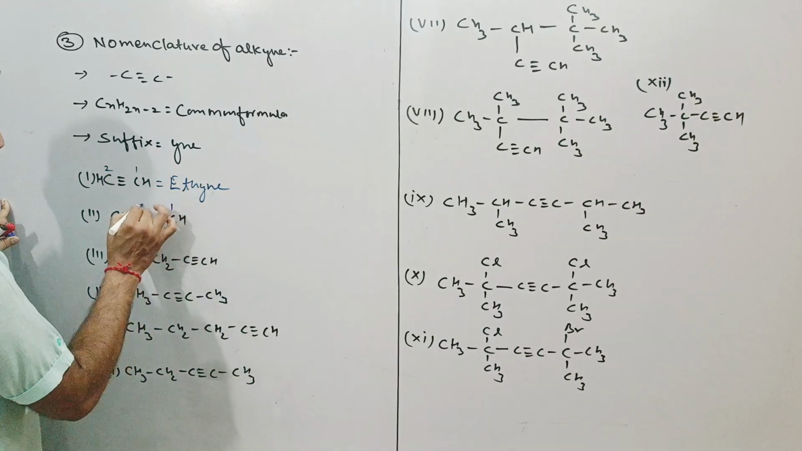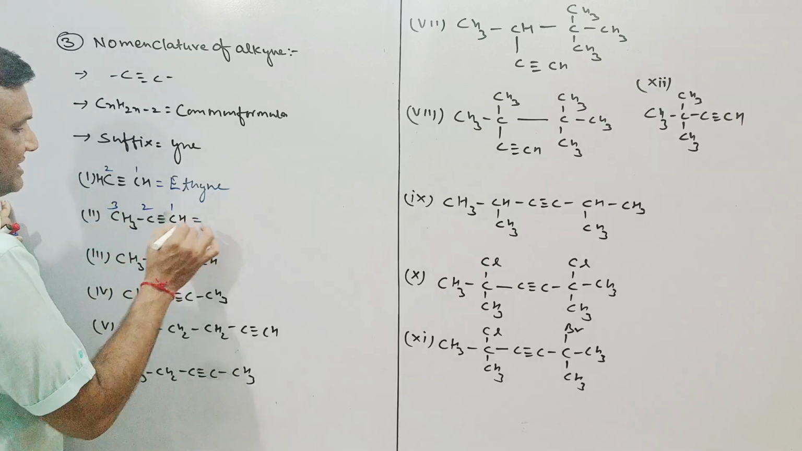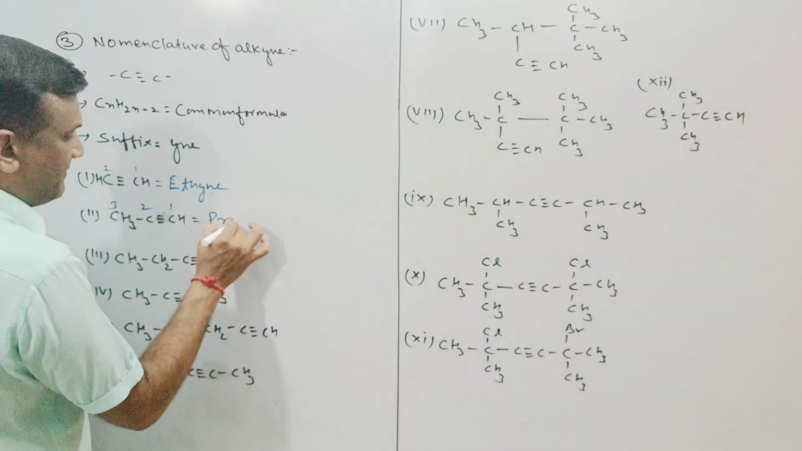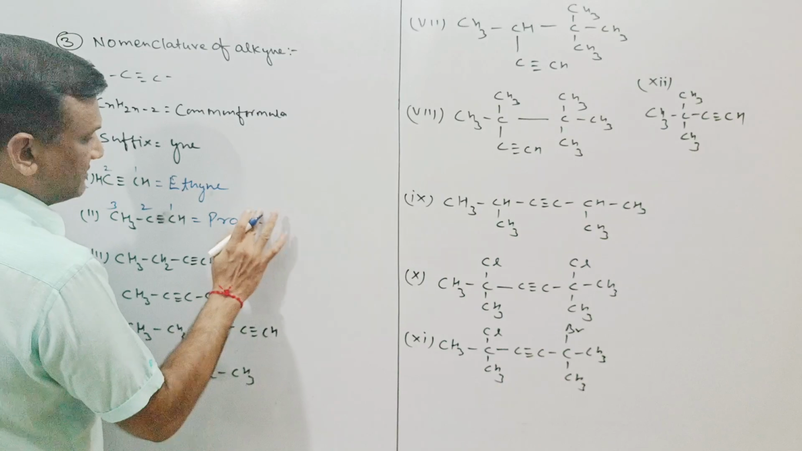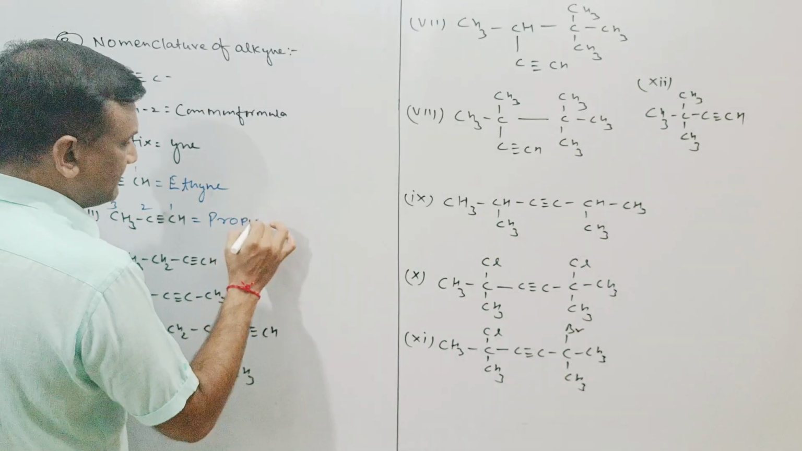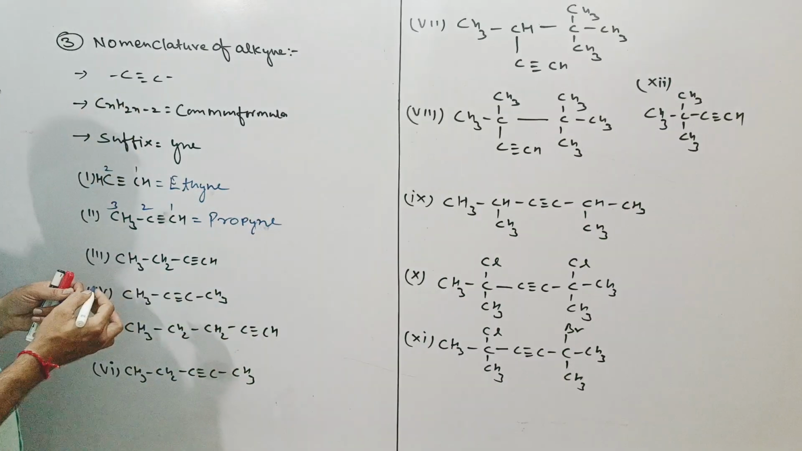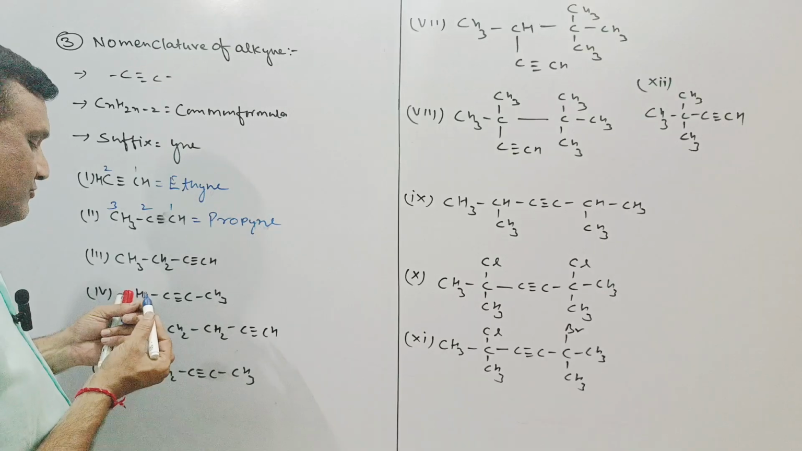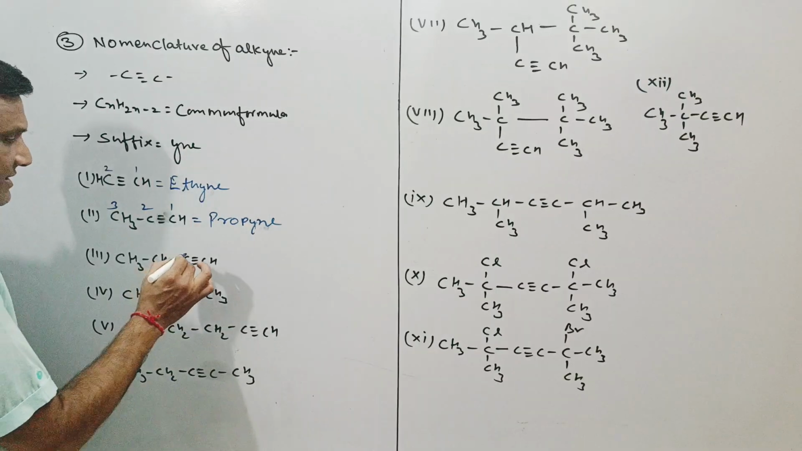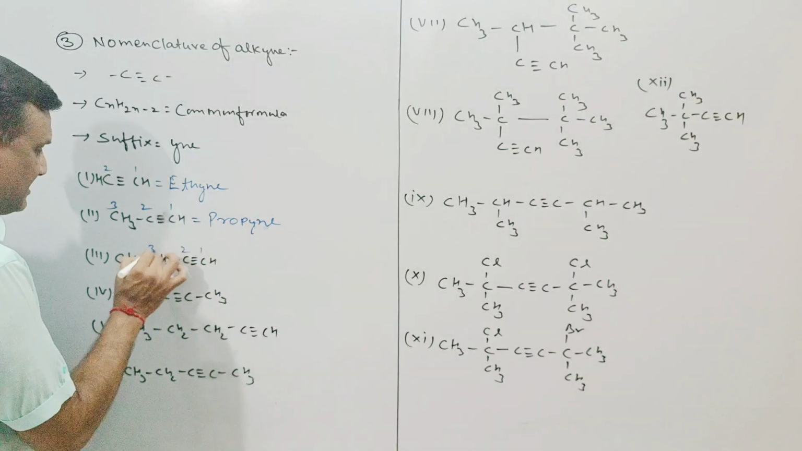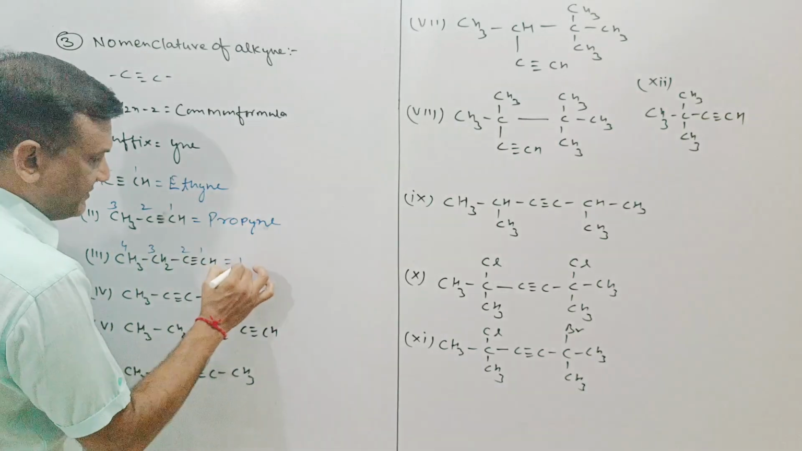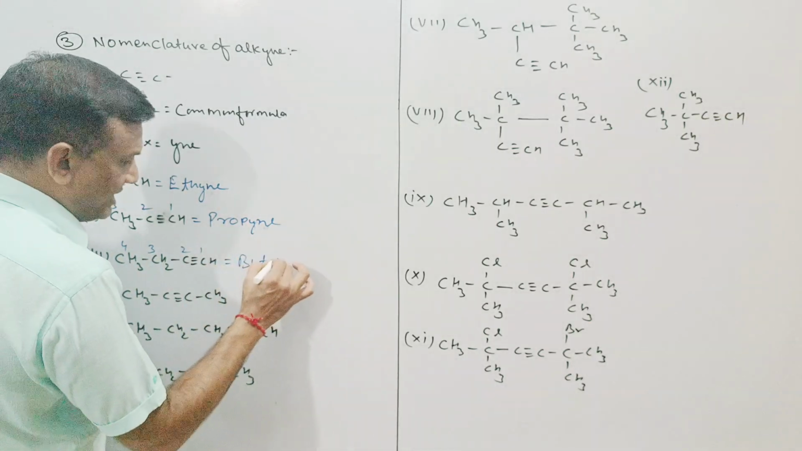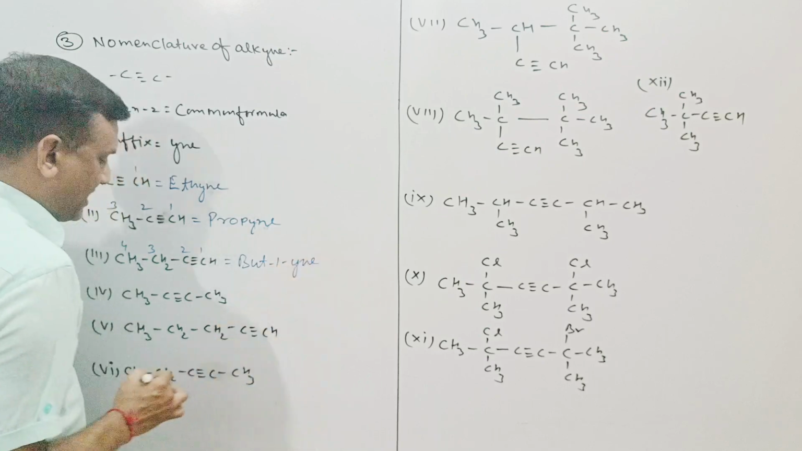If you go with this chain, then the triple bond is present at number 1 position, so it will be propyne. There are just 3 carbon atoms. Now I would like to go with 4 carbon atoms where the triple bond is present at number 1 position. There is the triple bond, "yne".